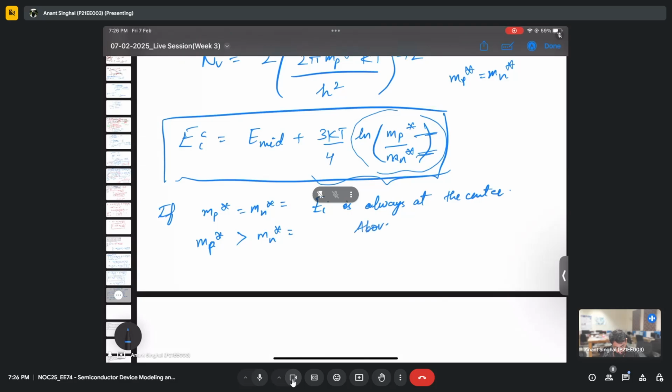Any doubt in above? Is there any doubt in this? Fine then. So similarly, if this is less, then it will be below the center, right? Below from the center. I hope it is clear.